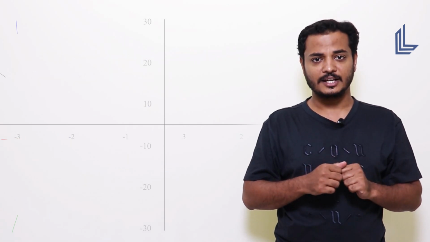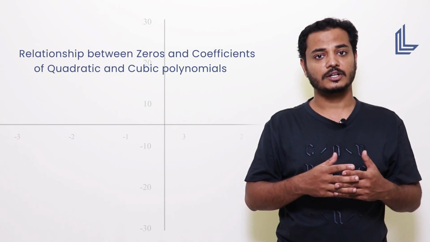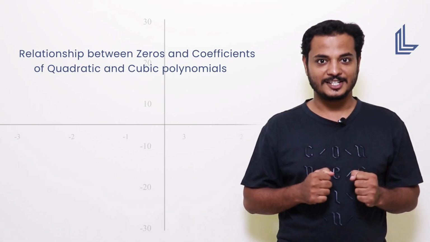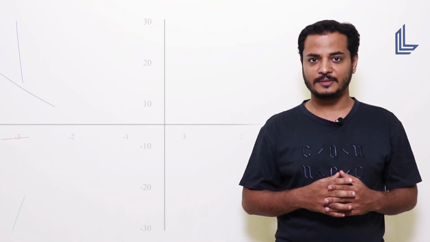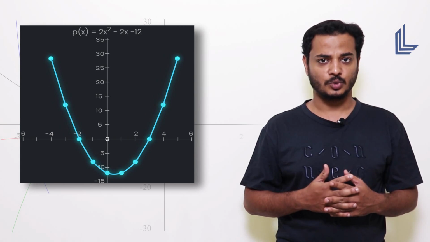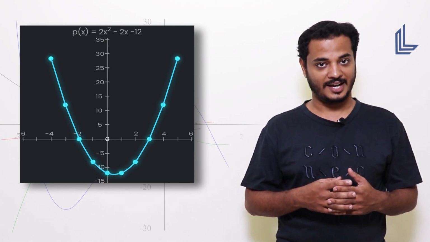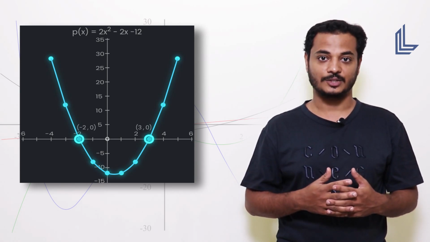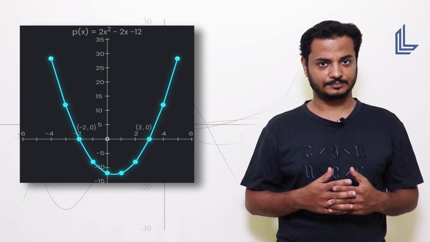So let's see if we can use similar relations for quadratic as well as cubic polynomials. Let's work out some algebra before we get to these relations. Consider the quadratic polynomial 2x squared minus 2x minus 12. This is the same example that we used to plot as well. We got zeros as x equal to minus 2 and x equal to 3.